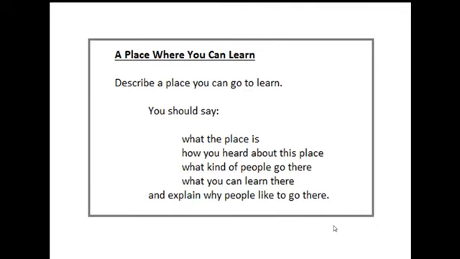I have a good cue card today, a place where you go and you learn something. Okay? So your topic is describe a place you can go to learn. I repeat, describe a place you can go to learn. You should say what the place is. Now these are the sub questions you have to cover. Okay? What the place is, how you heard about this place, what kind of people go there, what you can learn there, and explain why people like to go there.